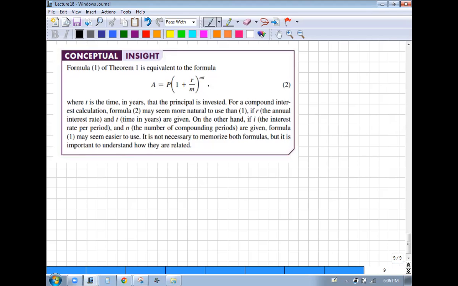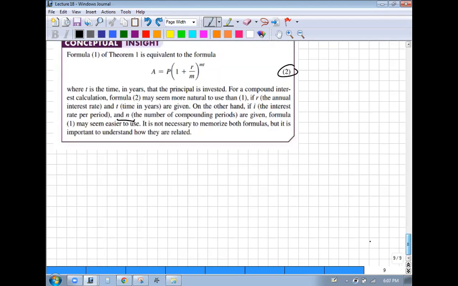All right, so here's our formula. They use the letter M here, but I think they change it to N. Why do they have M in here? Let's find out. T is the time in years. P is the principal invested. It may seem more natural to use formula 2 than 1 if R and T are given. On the other hand, if I, the interest rate per period... It's not necessary to memorize both formulas. Use this one, but instead of M, call it N.